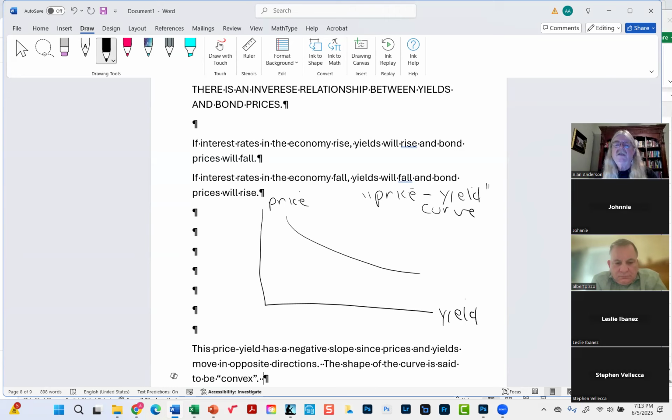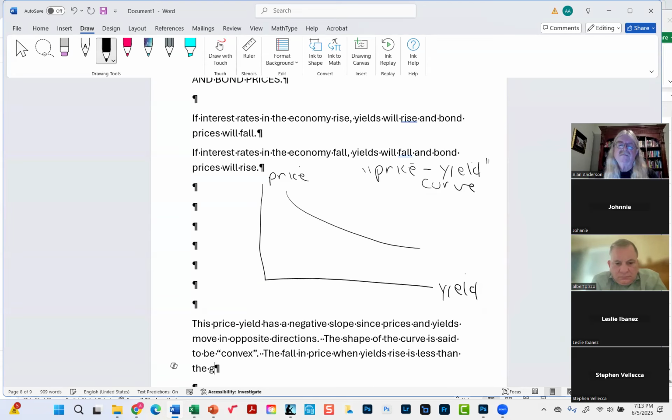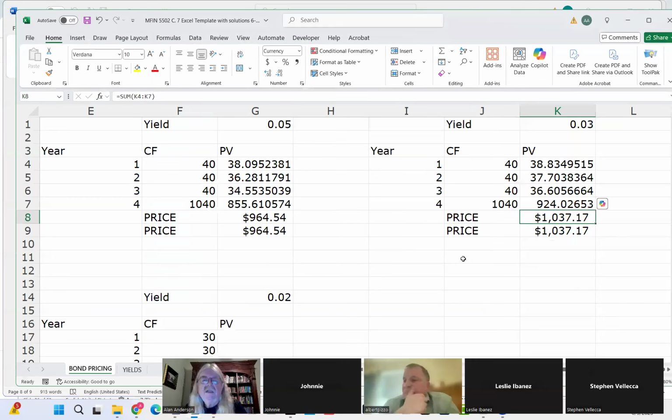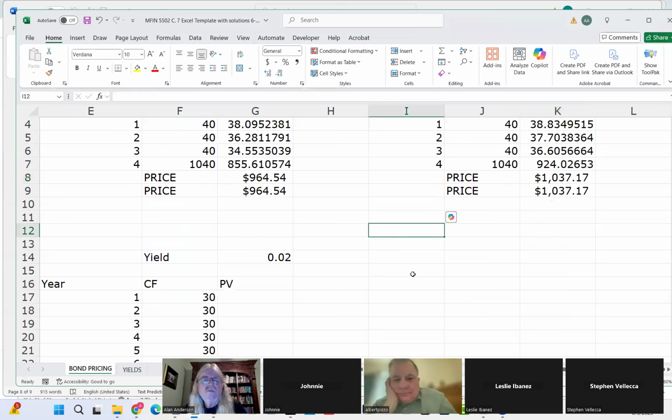This means that the fall in price when yields rise is less than the gain in price when yields fall. So there's an imbalance in favor of investors. The curve is responsible for that. If it were a straight line, then, if you notice, for example, here, I'll show you what I mean. In fact, let me summarize what we just did.